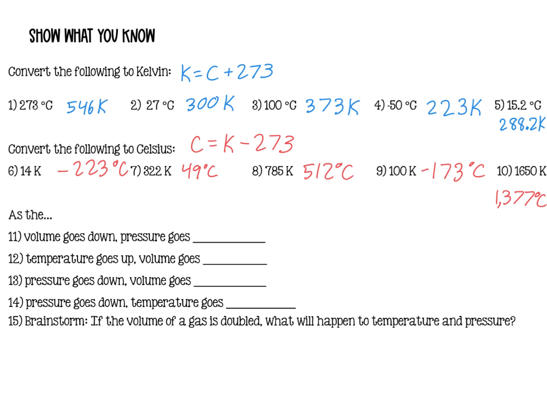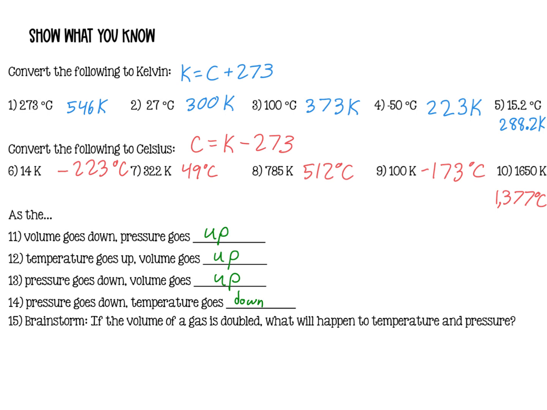For number 11, when volume goes down, pressure must go up. For number 12, when the temperature goes up, the volume also goes up. For number 13, when the pressure goes down, the volume goes up. For number 14, when the pressure goes down, the temperature also goes down.